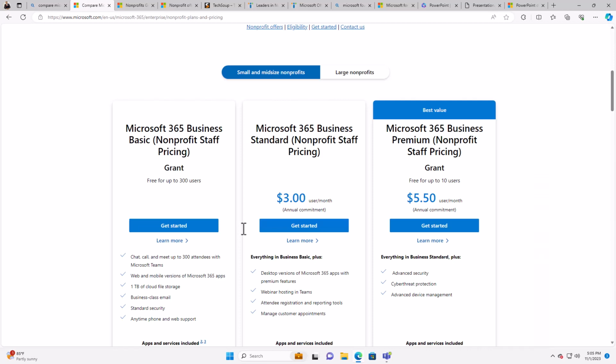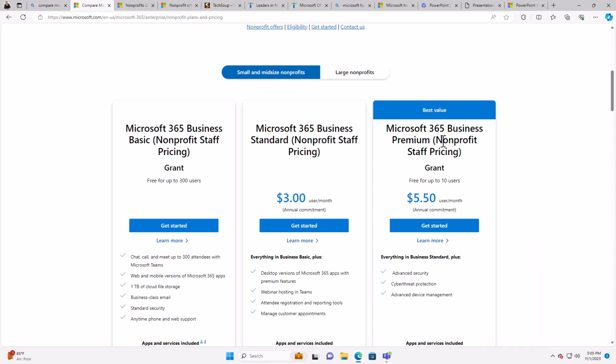On the Microsoft 365 side, we have the Microsoft 365 Business Basic, which is the first one here. And we have the Microsoft 365 Business Standard, non-profit staff pricing, then the Microsoft 365 Business Premium, non-profit staff pricing. So these are actually similar to your Microsoft 365 Small Business Plan, where we have the Business Basic, the Business Standard, and the Business Premium.